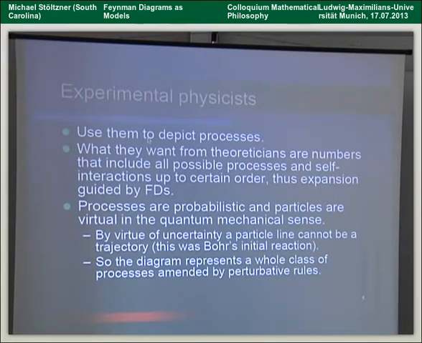And of course they know that these processes are probabilistic and that the particles are virtual in a quantum mechanical sense, they don't see trajectories there. That was Bohr's first objection when Feynman gave his first presentation in Pocono in '48 or so: how can you draw a trajectory of a quantum process? But what they do for the experimentalist is that they represent a type of process, a whole class of processes. Because what they want from theoreticians is something like: calculate this kind of process up to a certain order.